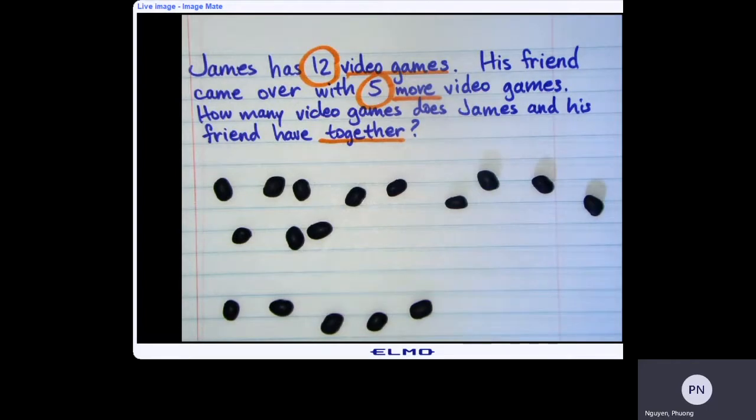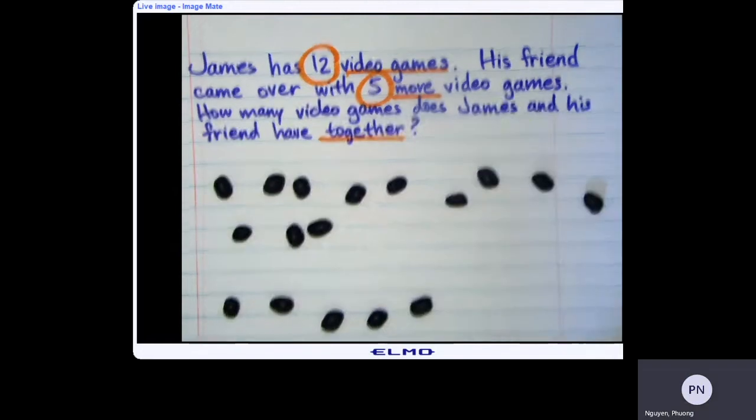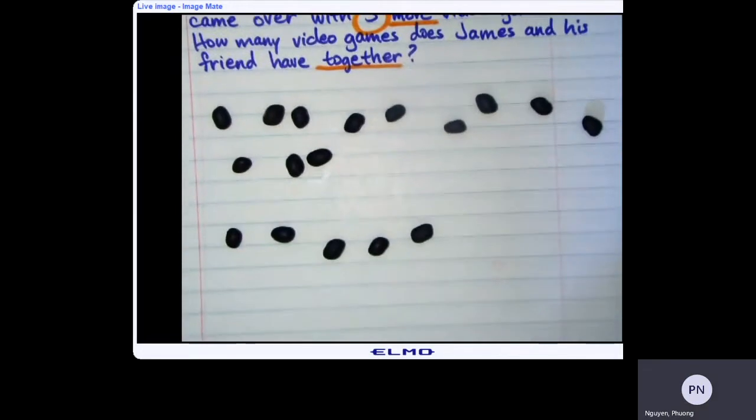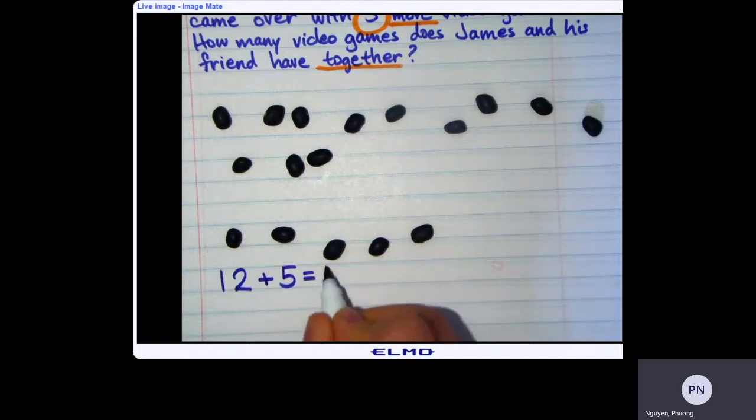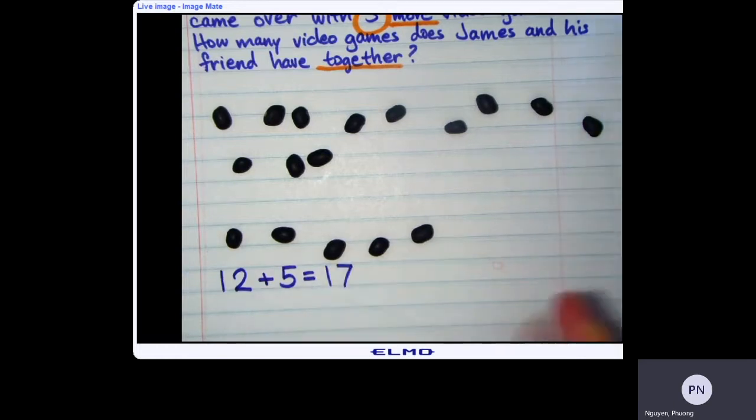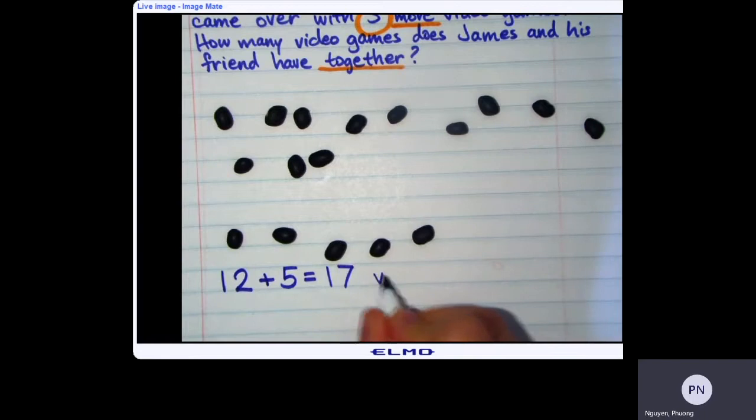And let's write the number sentence for that. I'm going to move it up. So I know that says 12 plus 5, and it equals 17. 17 video games.